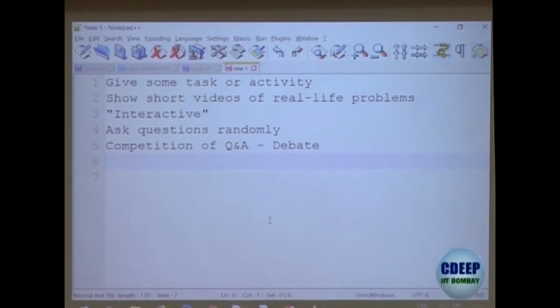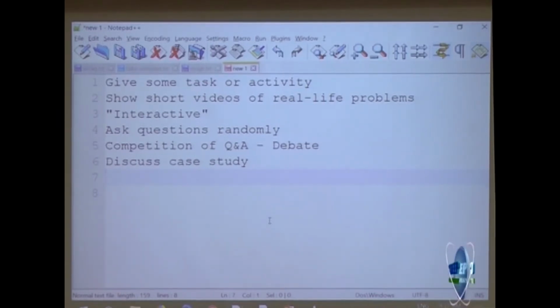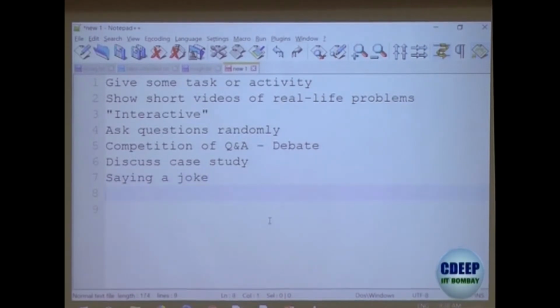Give a case study. Okay. Discuss a case study. What else? Saying some jokes. Yeah, I was waiting for that one. Okay, saying a joke. What happens when you say a joke? Some attention comes up, right? Storytelling, okay, telling some story, saying a joke, storytelling, taking attendance. Okay, yeah, people are at least listening. When will my name come?